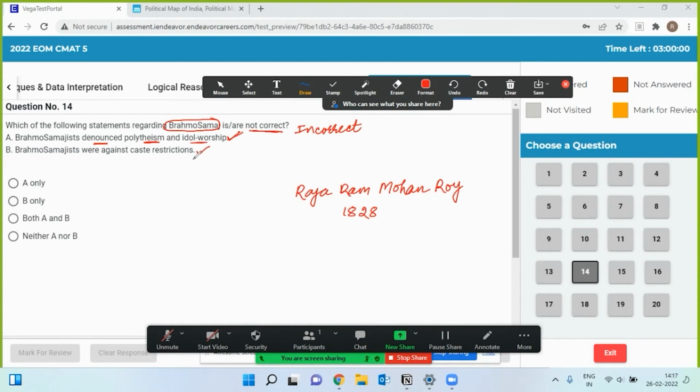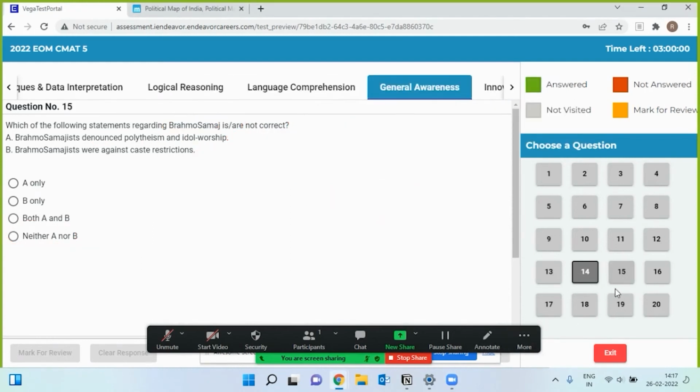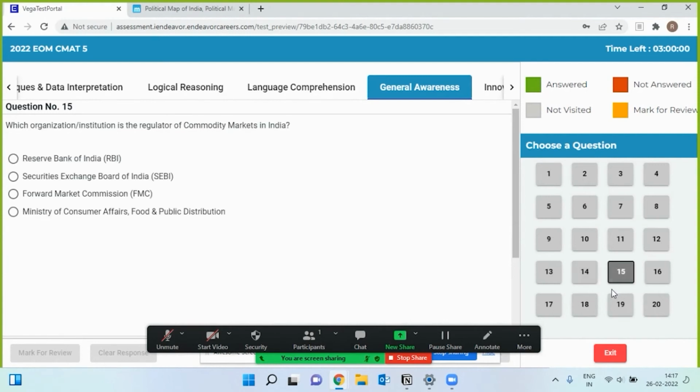And the second statement is, Brahma Samaj was against caste restriction. This statement is also correct because they were against caste. Brahma Samaj was in favor of equality among all the castes. So this statement is correct. Now both the statements are correct, but we have to find out which statement is incorrect. Okay, that means answer will be D, because both the statements are correct, but the question is asking about the incorrect statement. So answer will be D.